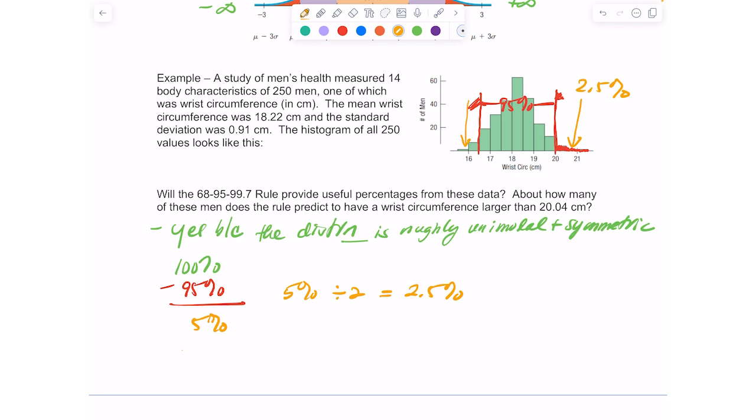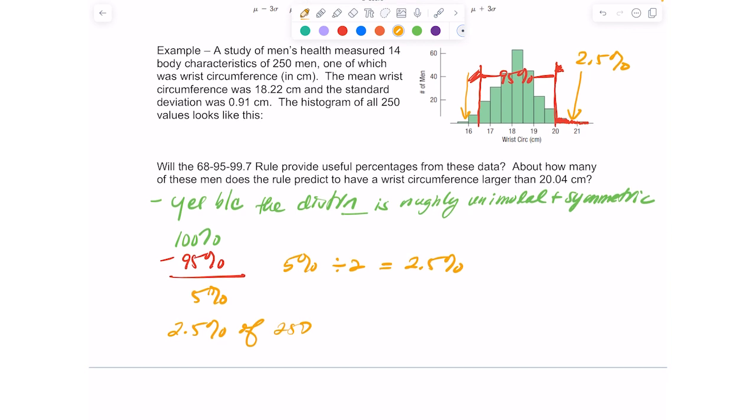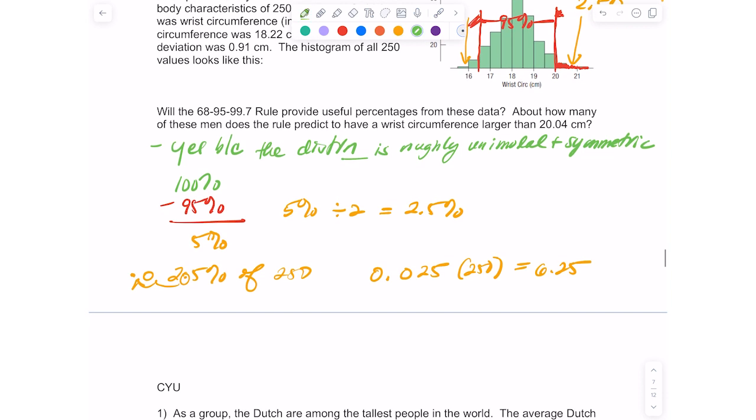So I need to do 2.5% of 250. I want to convert 2.5% to a decimal. Remember, to do that, we divide by 100, which essentially just moves the decimal to the left 2 places. So 2.5% is just 0.025. And then "of" means multiply, so I'm going to multiply by 250. When I do that, I get 6.25. You can't have 0.25 of a person, so we would say that approximately 6 men have wrist sizes larger than 20.04 centimeters.